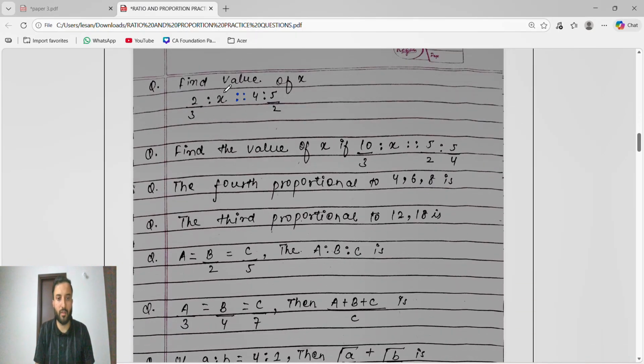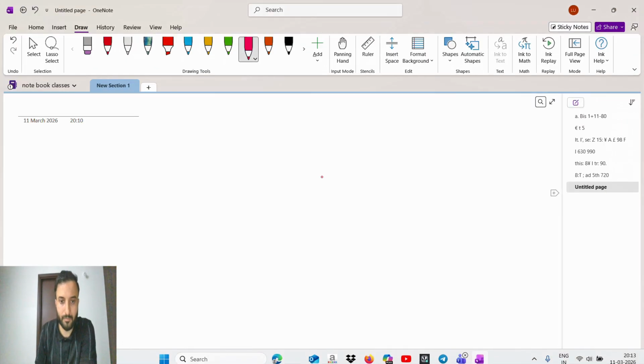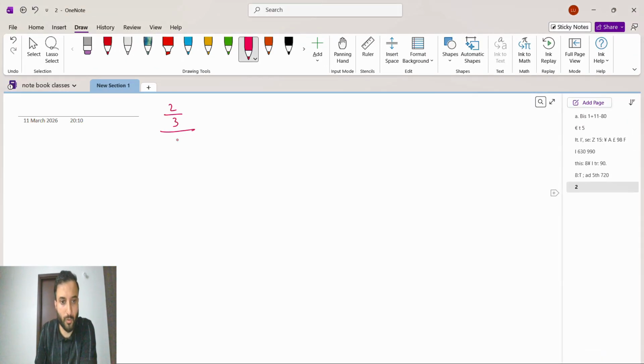Okay, here guys you can see this is a proportion. Find the value of x. It means first proportion, second proportion, third proportion, fourth proportion. The first proportion 2 by 3 divided by x equals the third proportion divided by 5 by 2. So guys, what do we know? Let's write: first proportion divided by second proportion equals third proportion divided by fourth proportion. Now 2 by 3 divided by x. X means I can write x by 1, correct?